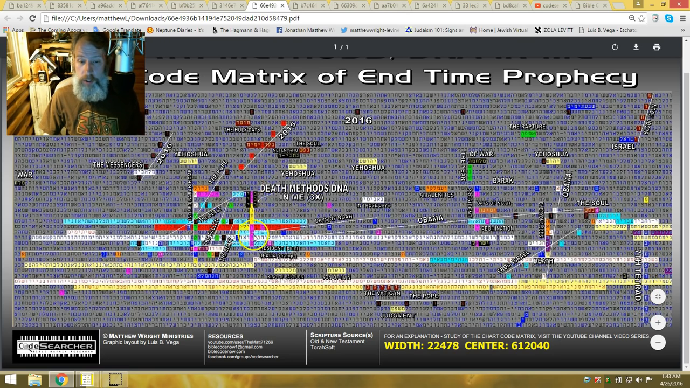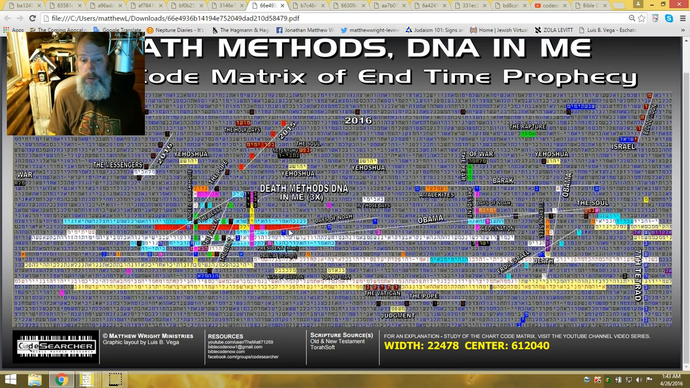But this was the anomaly that I found in the verse from Isaiah when Lucifer is rebuked by Yahuwah. He talks about how he's fallen. But vertically, running through the name Lucifer, it says death methods DNA. But with the Bet Yod, the black letters here, if you read it vertically, it says death methods DNA in me, in me, in me. Accident? I don't think so.